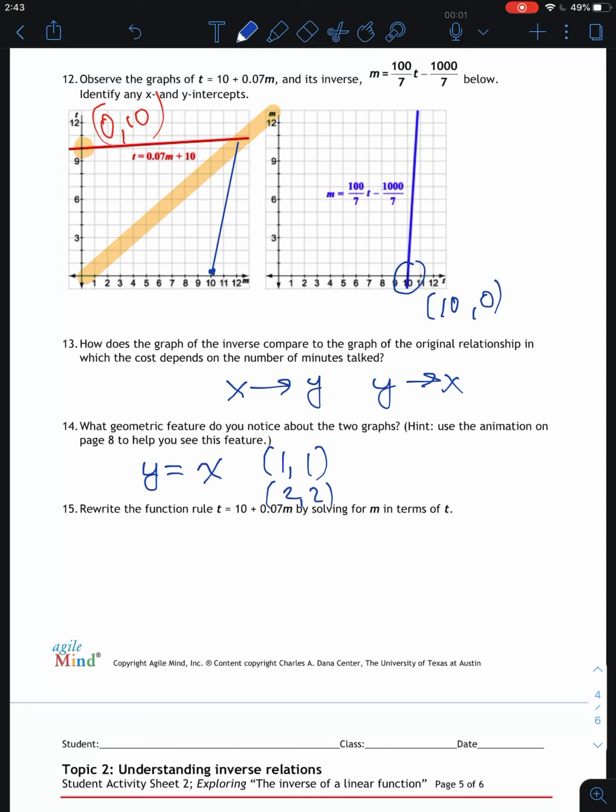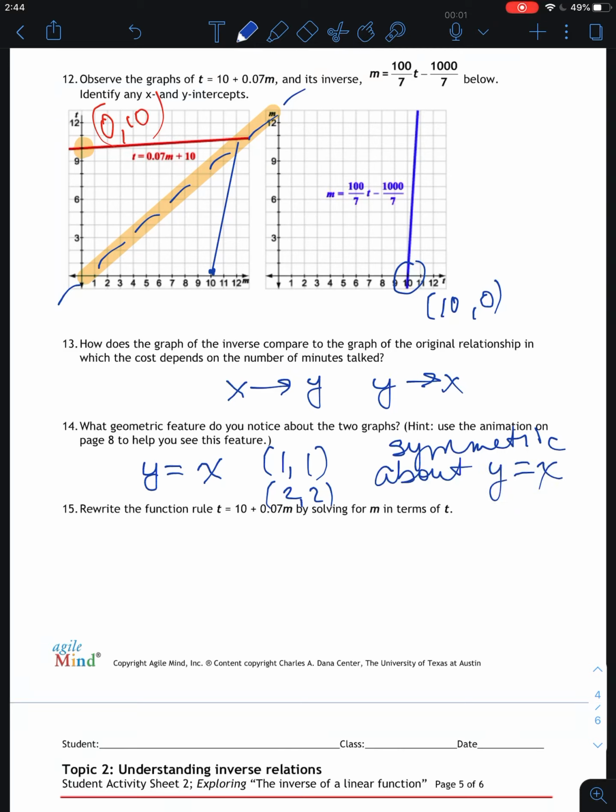So I could reflect the blue line across this orange line, and one mirrors the other. It's a mirror image of the other. So it is a reflection, or it's symmetric about the line y equals x.